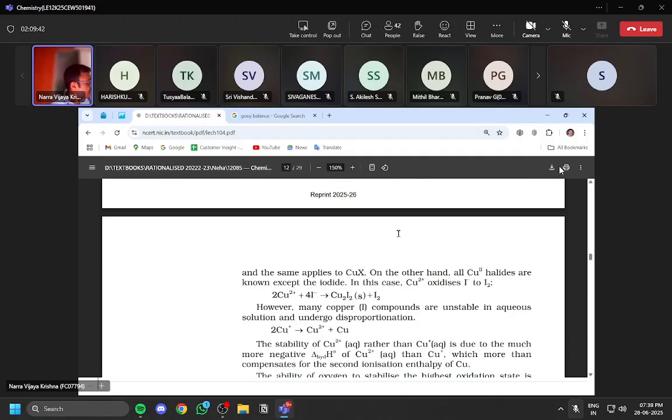And the same applies to CuX. Means CuF doesn't exist. CuF2 exists. On the other hand, all copper 2 halides are known except iodide. Means CuI2 doesn't exist. Reason: iodide is a good reducing agent. It reduces copper +2 to +1. In this case, copper +2 oxidizes I minus to I2. Is it clear? So I am writing that reaction as it is.